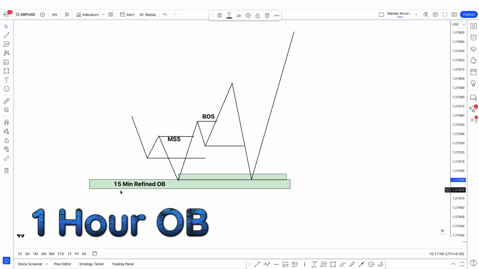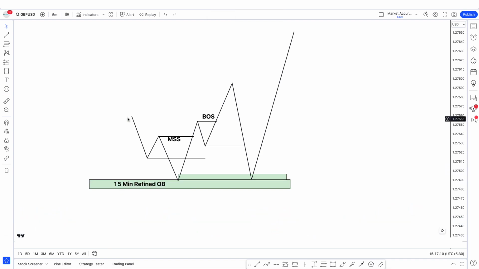We refined our 1 hour order block to 15 minutes, and then we have ABC pattern. So we have inducement, and we go back into our POI. And then we have a market structure shift, or change of character. And we also have a break of structure.